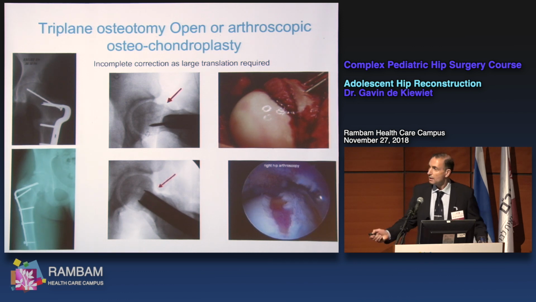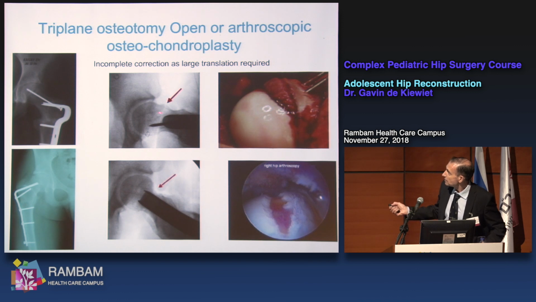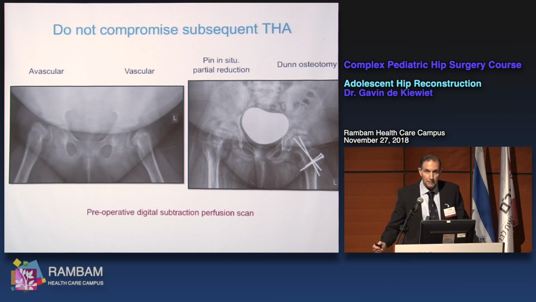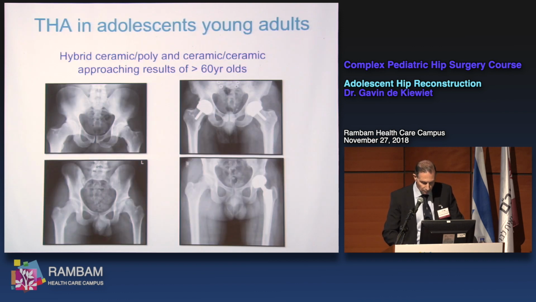But if you do that as well, then again, you can see here, this is after a triplane osteotomy, you can still see that the bump still exists. And therefore, you may want to go remove that bump either arthroscopically or as an open procedure. So I think the message really is that whatever we do, whatever case and however you treat these conditions, you don't want to compromise total joint replacement.